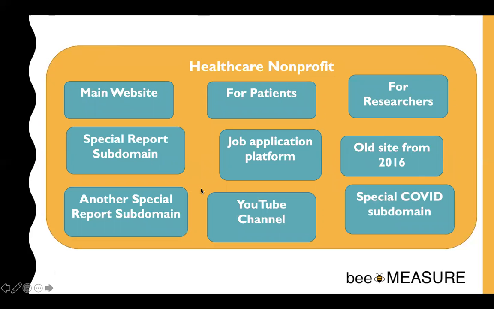All right, this is what unfortunately I see a lot when I do audits. There's a healthcare nonprofit, and instead of trying to group everything together, they've just created properties for every single thing they can think of. So they have a main website, and they have the patients and researchers' websites, but then they also have one from their old site before they redesigned it. And the HR platform, their job career portal, has its own property. And then they have another one for a special subdomain that somebody created, and another one for their new COVID subdomain. So there's just a lot going on here.